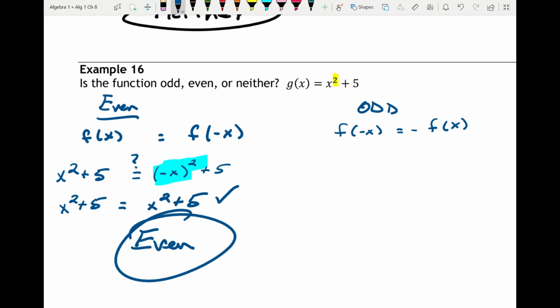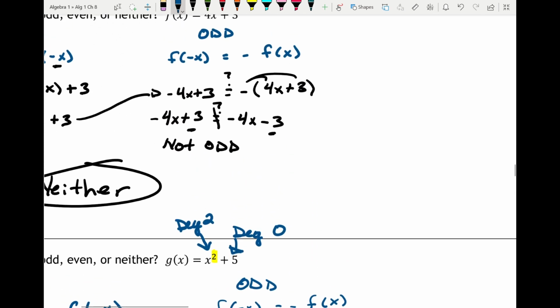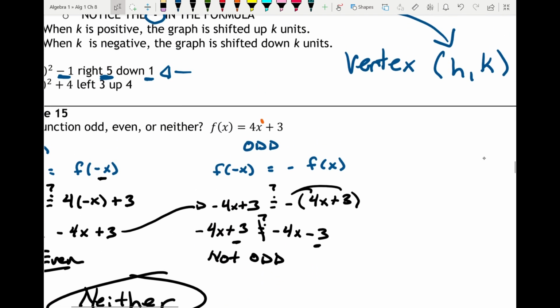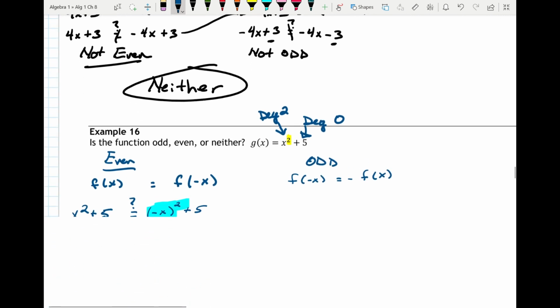So you might be thinking about the exponents, right? We got an exponent of 2 right there. Something we can remember is that if it is a constant term like this, we say it's degree 0. So this is degree 0, and that's degree 2. This up here, we had degree 1, which I had written there, and then degree 0. Just thinking about what's happening there, this first one was neither, and the second one was even.